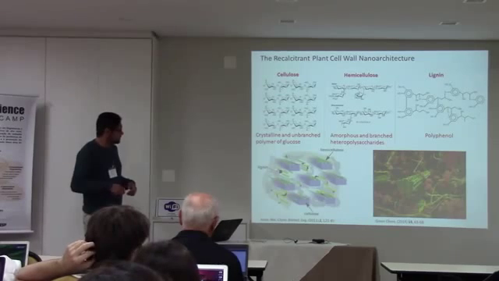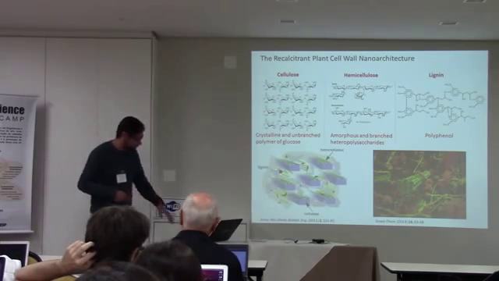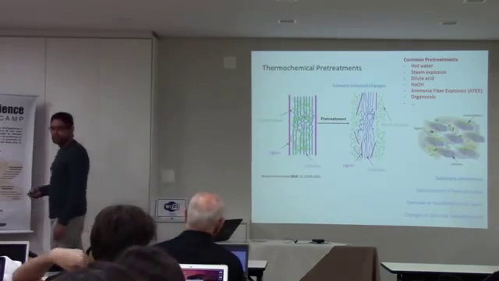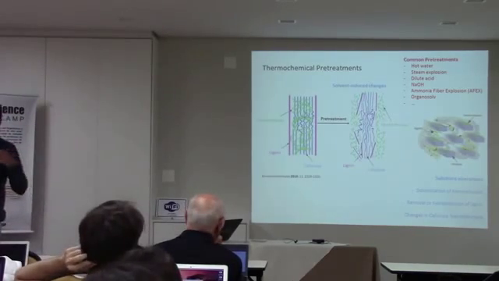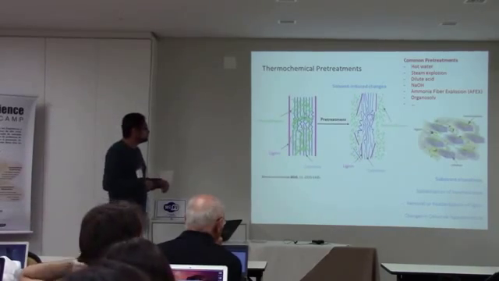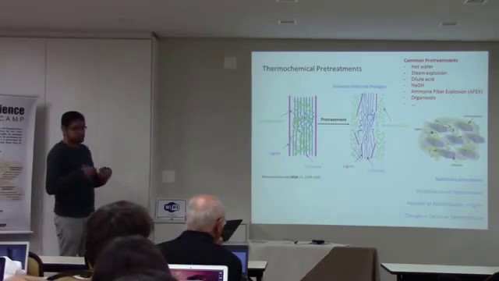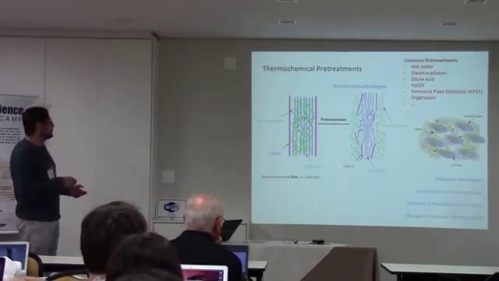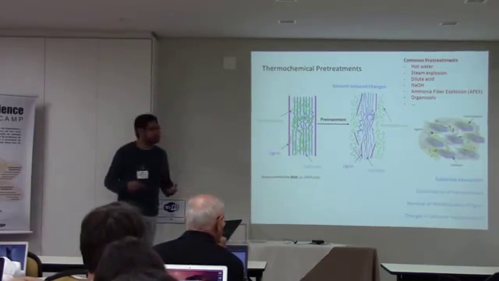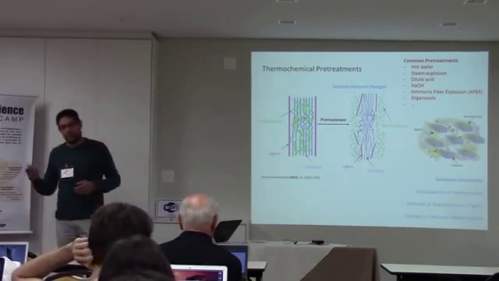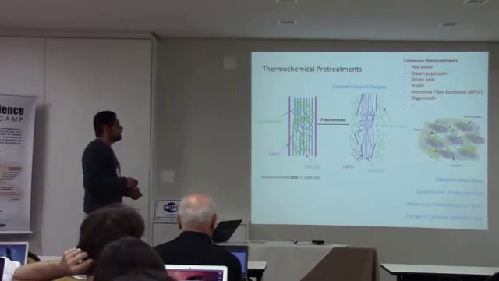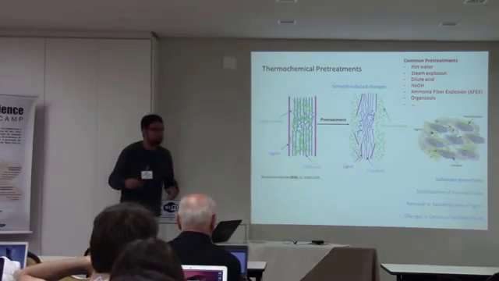So in order to deconstruct this structure, we usually have to perform some kind of physicochemical pre-treatments that can disrupt the structure. For example, here we have some cellulose, and we have hemicellulose in green adsorbed on the cellulose, and we have the barrier of lignin. So we have some physicochemical pre-treatments that can disrupt the structure and expose the cellulose, hemicellulose, and lignin to enzymatic attack.